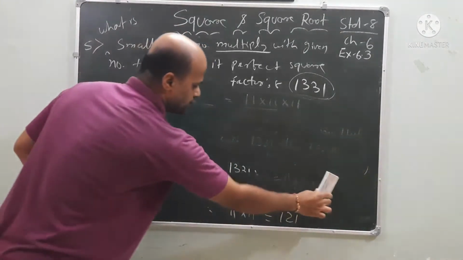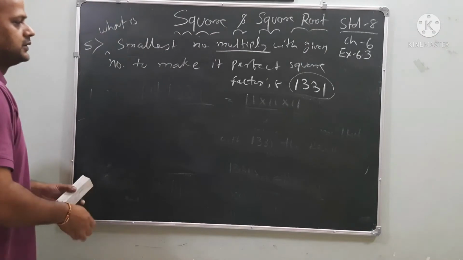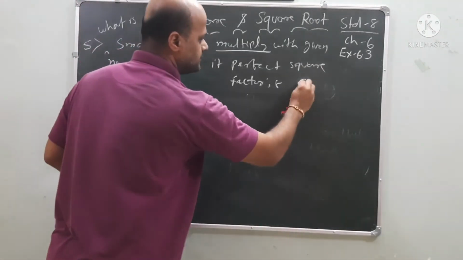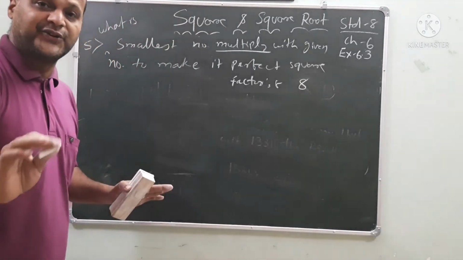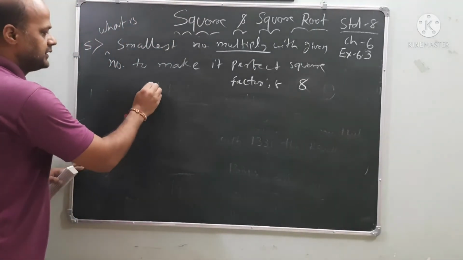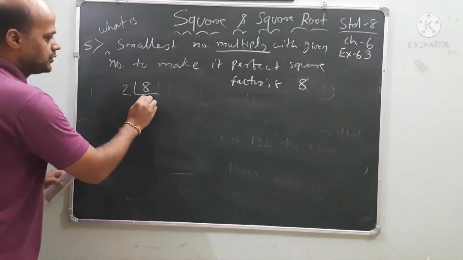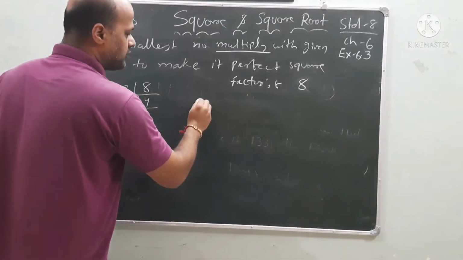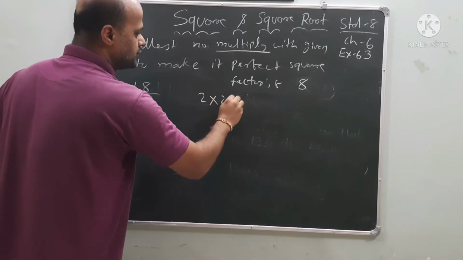The simplest one is what? If I write here 8, the smallest number is 8 now. Okay, so remember this one. What are the factors of 8? 2 fours are 8, 2 twos are 4. So the factors of 8 are 2 into 2 into 2.